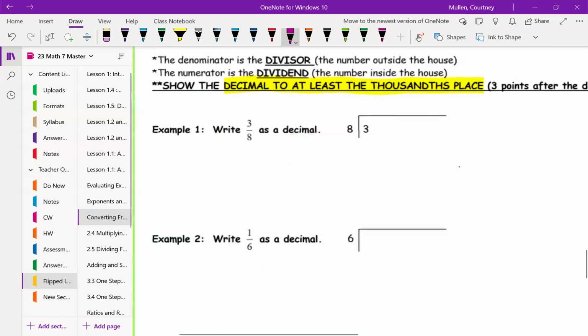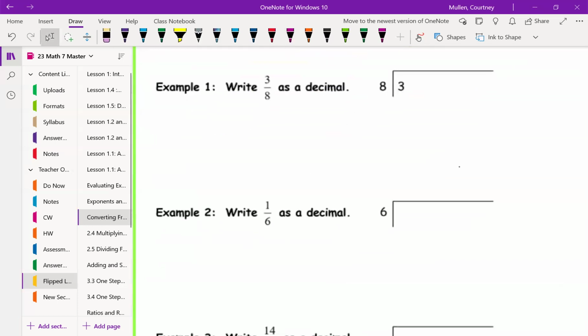But we're going to take a few notes to start with. If we want to write 3/8 as a decimal, we should be able to tell a couple of things. First, what type of fraction is this? Right, it's proper. And what do we know about the value of proper fractions? The value is less than 1, or the absolute value is less than 1.